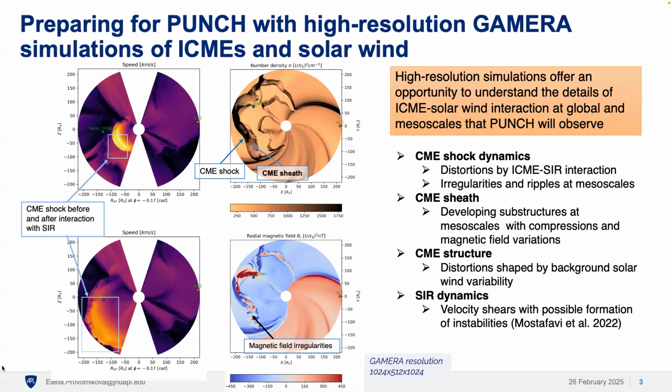PUNCH will see all these mesoscale structures developing in the inner heliosphere, and I think this is a great synergy between the high resolution gamma modeling and the future PUNCH data. And I'll turn to the next speaker.